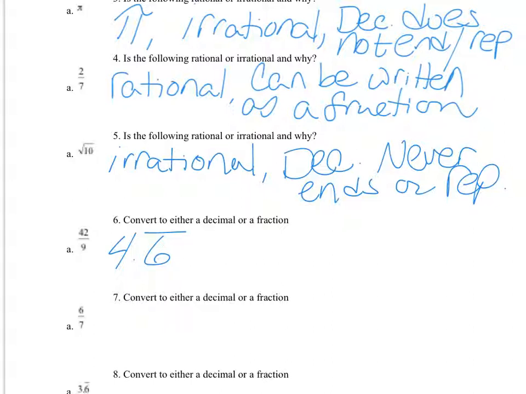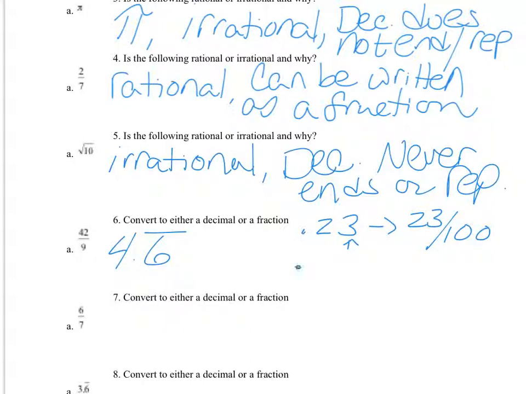If you're going the opposite direction, from a decimal to a fraction, remember that if it's a terminating decimal, you're going to place it over its place value. So that would be 23 over 100, because the 3 is in the hundredths place.